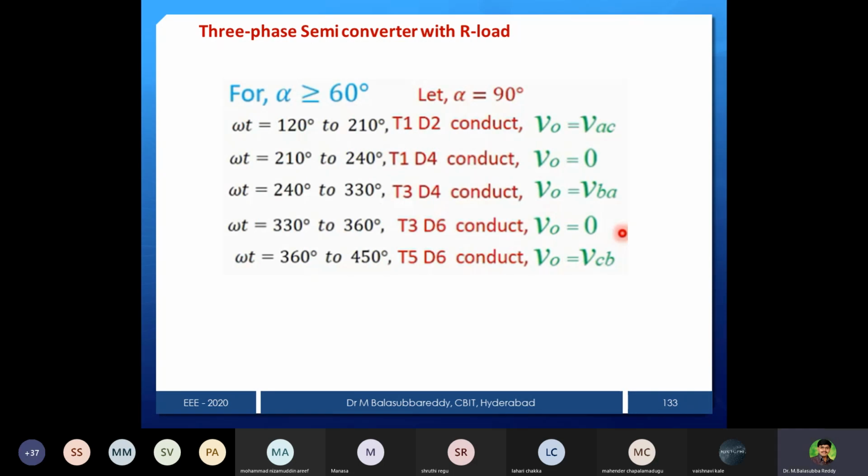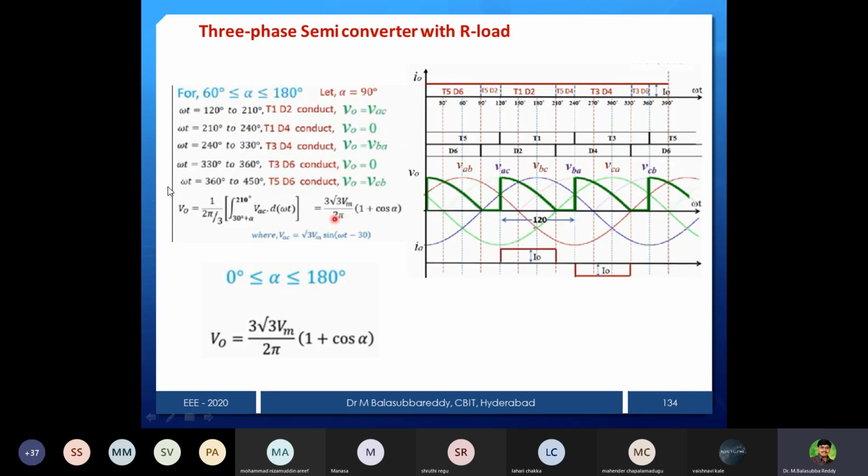In this case, one beauty you can notice: whether continuous mode or discontinuous mode, the average expression we are getting is the same, 3 root 3 Vm by 2 pi into 1 plus cos alpha. So this is the average expression for continuous and discontinuous mode of operation. Even if it is an RL load, you won't get any negative. In this gap the freewheeling diode is going to conduct, so your expressions are going to be the same.